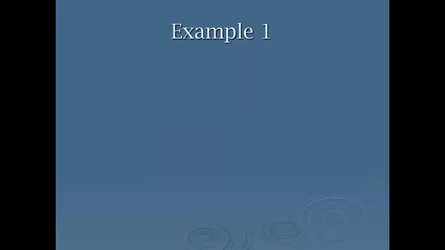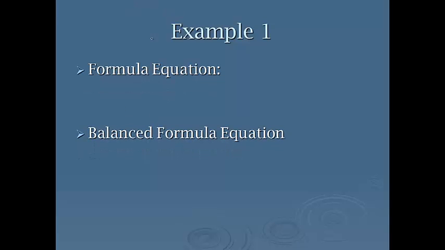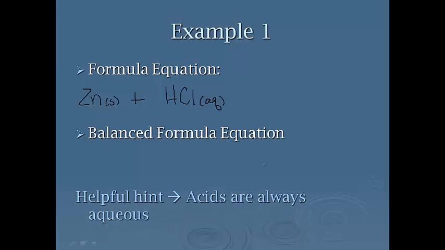Alright, now we got to write the formula equation and balance, and I'm really going to do this all in one step. So my formula equation is going to be this. I have zinc, solid, and I know that's a solid because it's a metal at room temperature, and I'm going to react that with hydrochloric acid, which as we learned is going to be HCl, and all acids are aqueous. I think it may say this on the bottom here. Okay, all acids are aqueous, so whenever you see an acid, it's automatically aqueous.